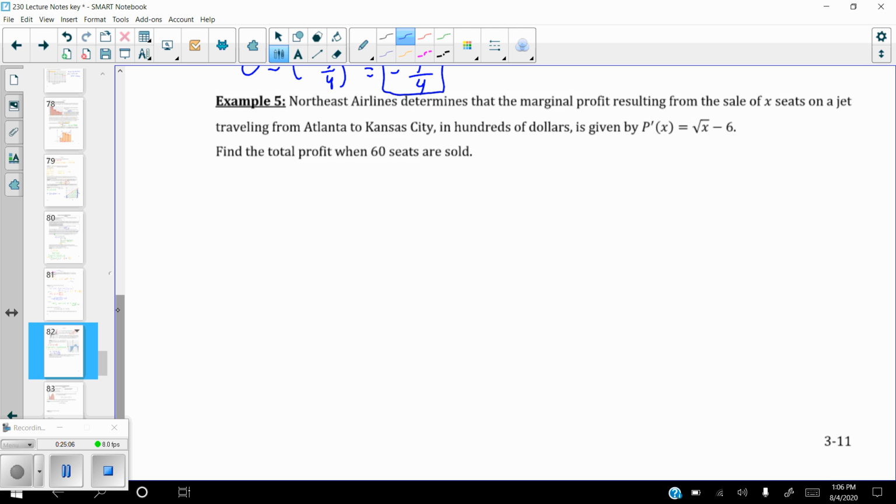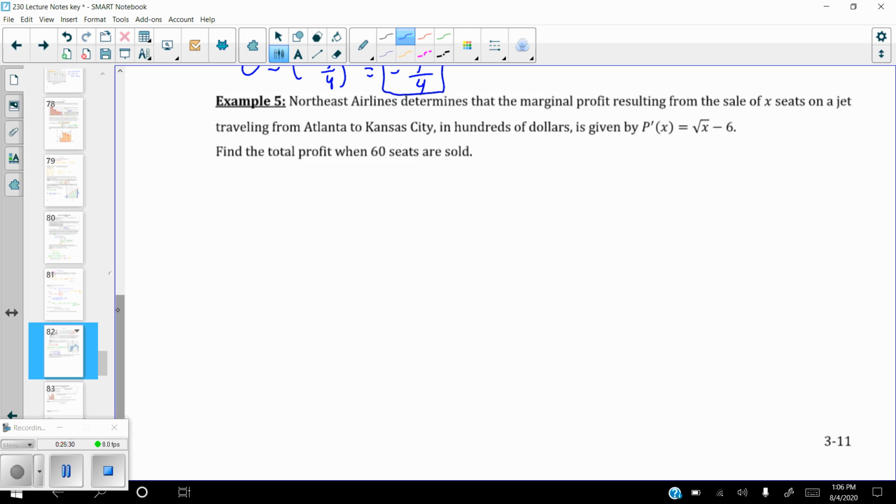All right, example 5. Northeast Airlines determines that the marginal profit, remember marginal profit means that we have a derivative, resulting from the sale of X seats on a jet traveling from Atlanta to Kansas City in hundreds of dollars is given by P prime equals square root of X minus 6. Find the total profit when 60 seats are sold.